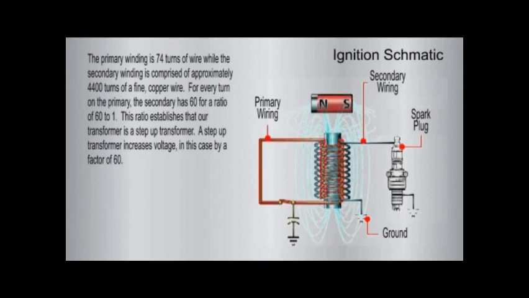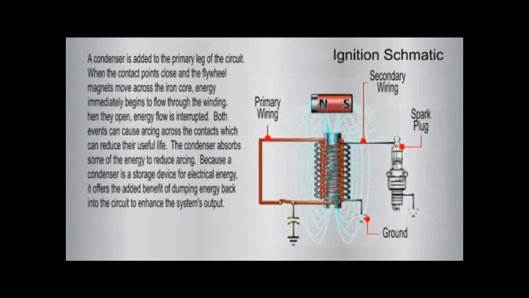For every turn on the primary, the secondary has 60, for a ratio of 60 to 1. This ratio establishes that our transformer is a step-up transformer. A step-up transformer increases voltage, in this case by a factor of 60. A condenser is added to the primary leg of the circuit.